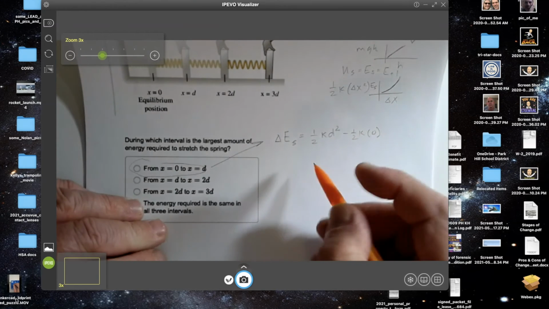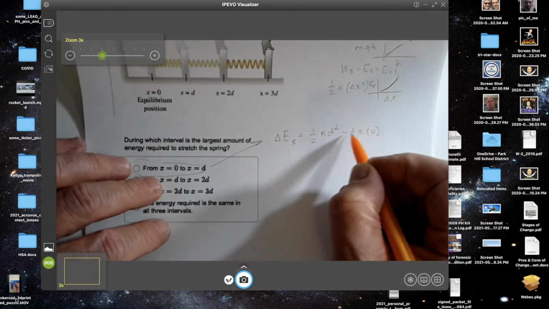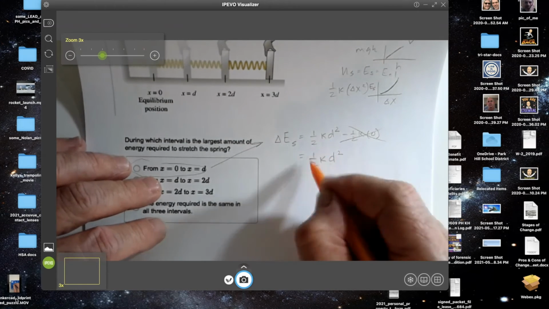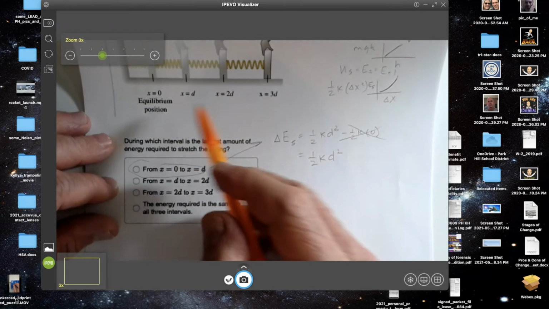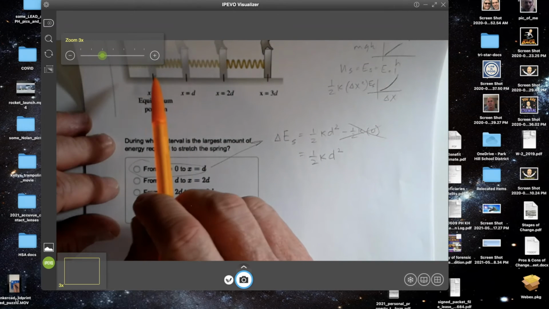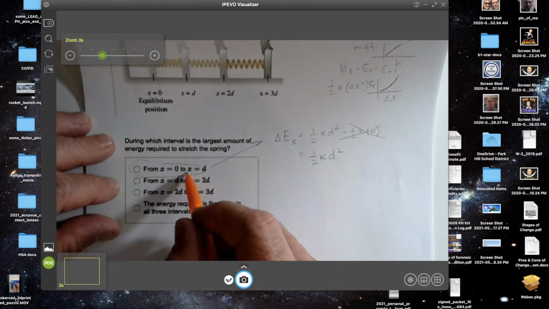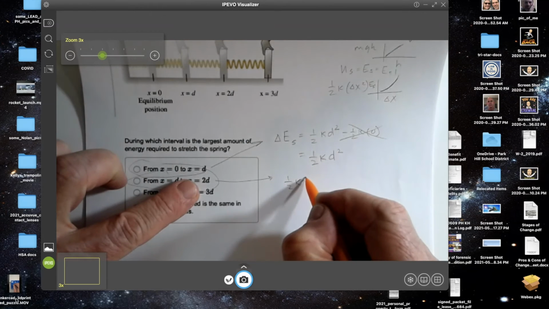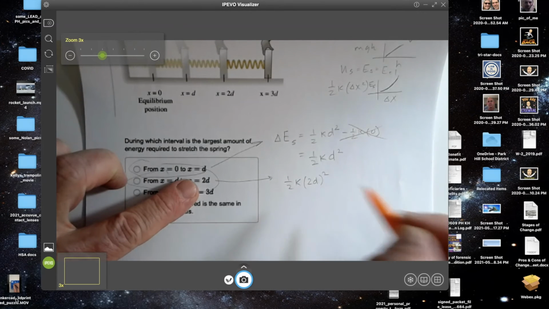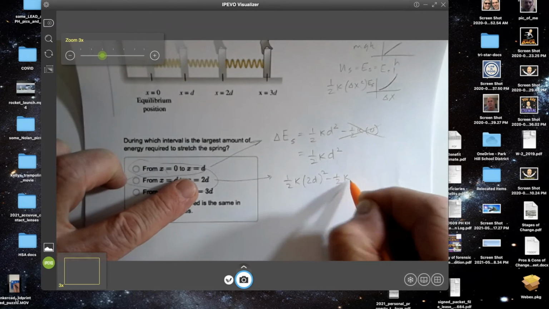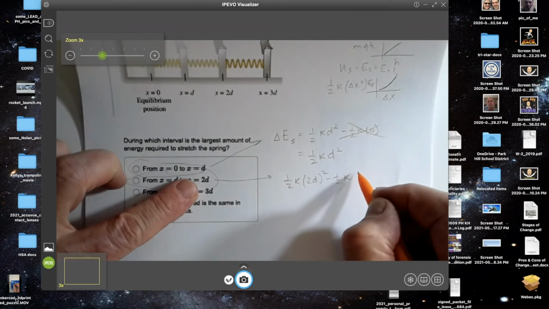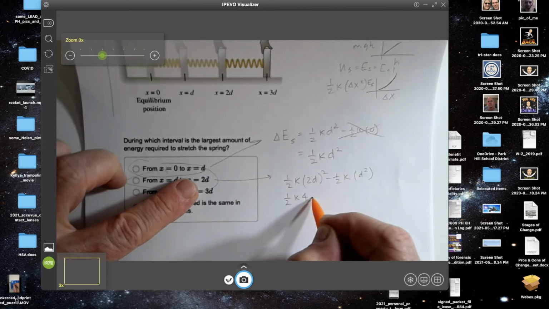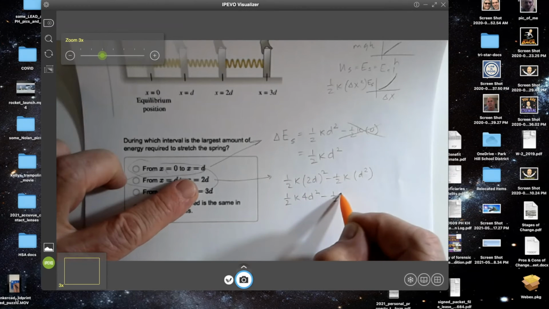All right. So this term goes away, and we'd be left with 1/2 k d squared. That'd be the value of the energy that you would have to put into the spring to stretch it from here to there. Now, if we do this one, we're going to have 1/2 k 2d, but that 2d has to be squared, minus 1/2 k d squared. So that's really 1/2 k 4d squared minus 1/2 k d squared.